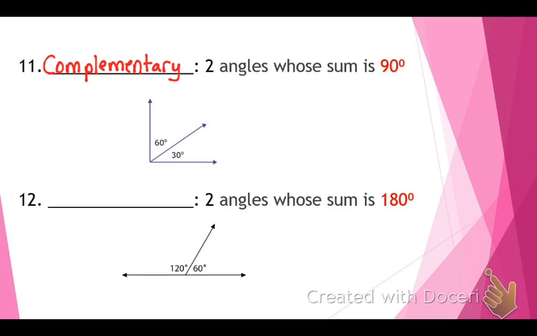All right, so you can see an example of it right here. This is obviously 90 degrees. When you add them together, 60 plus 30 is 90, so that's a complementary angle. Next one, Jakari, two angles whose sum is 180 degrees. Very good. Supplementary.